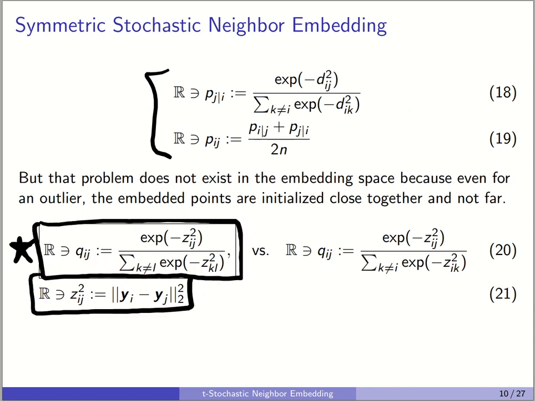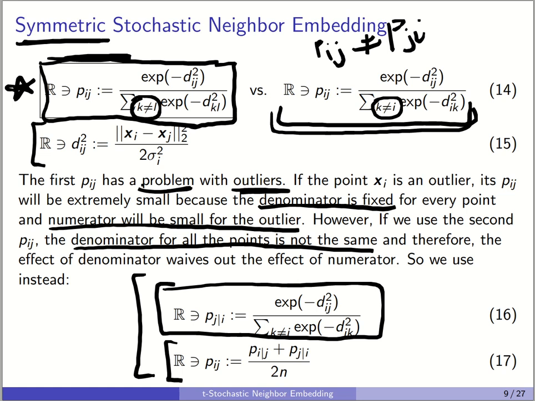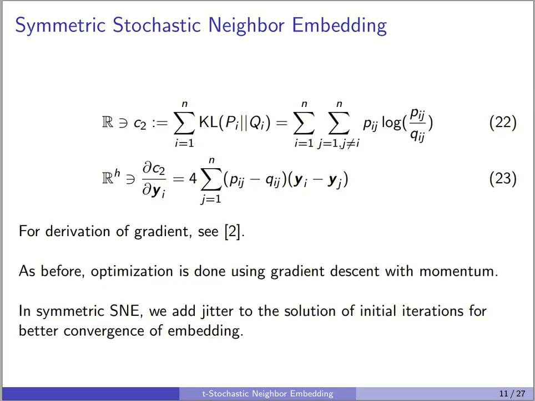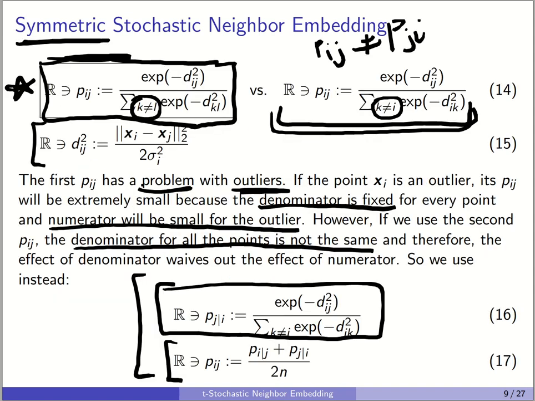And so symmetric SNE uses equations 16 and 17 for the input space, and equation 20, this boxed equation, and 21 for the embedding space. And again we have the KL divergence between Pi and Qi, but the difference is that the formulas for Pi and Qi are different, and because of that difference the derivative is also different. Compare this with this derivative.